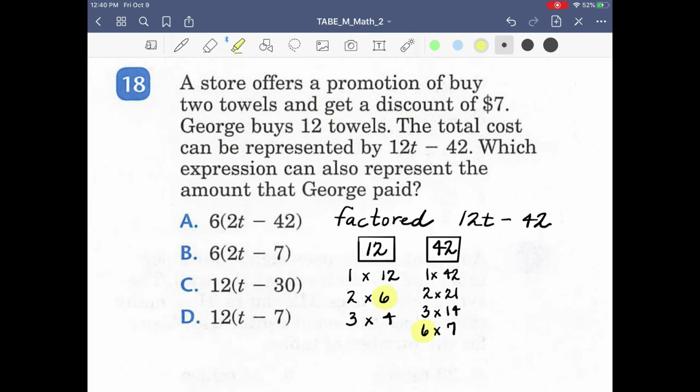Okay. So I'm going to factor out a 6. I can tell you that it's going to be either A or B. Alright, so 6 times 2 makes 12, and there's the T. And 6 times 7 makes 42. So the answer I'm looking for is B.